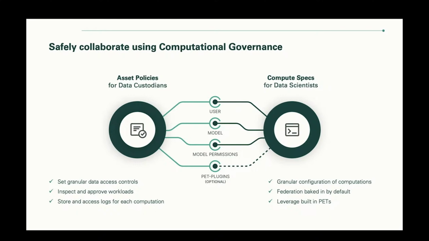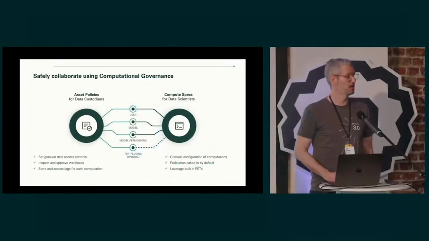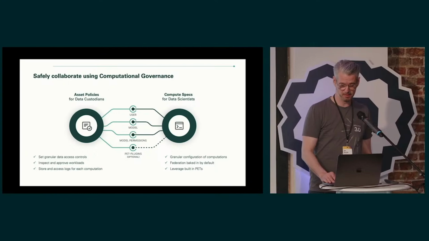The counterpart is something we call compute specs. These are, as the name says, compute specifications where data scientists can see the asset policies and then match the configuration of the computation to fulfill the requirements set forth by the asset policy. And if both fit together, we have a computational handshake, and a computation can be executed in a compliant and privacy-preserving way.